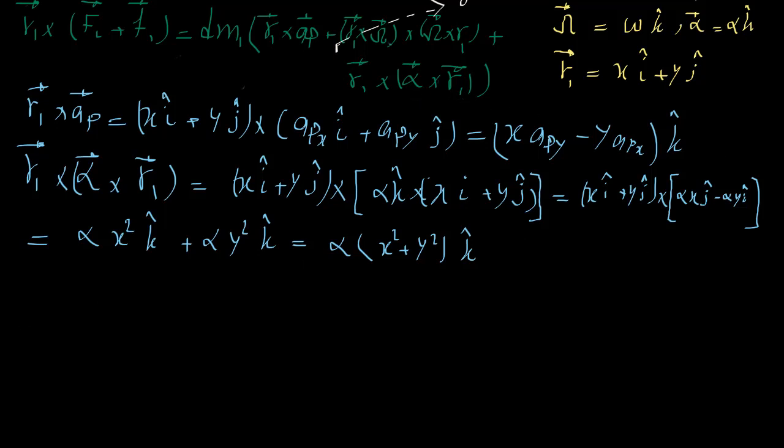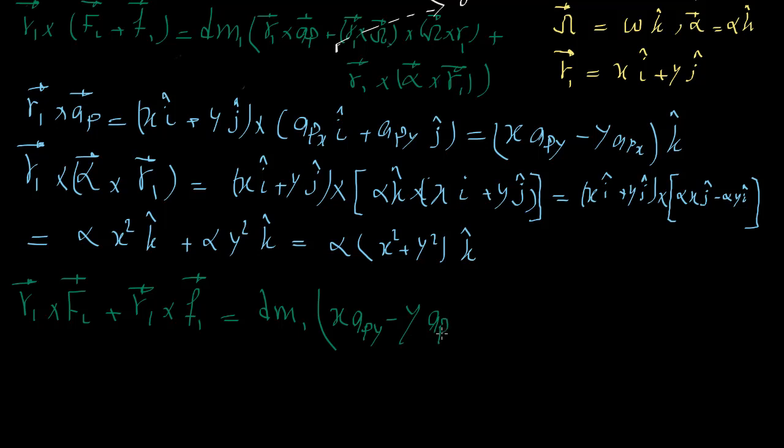So let's substitute them into the equation. So we are going to have R1 cross F1 plus R1 cross F1 is equal to dm1, and over here, notice that all of these terms are in the k direction, so I can factor out k and I can say that x a_py minus y a_px plus alpha x squared plus y squared, and all of these terms are in the k direction.